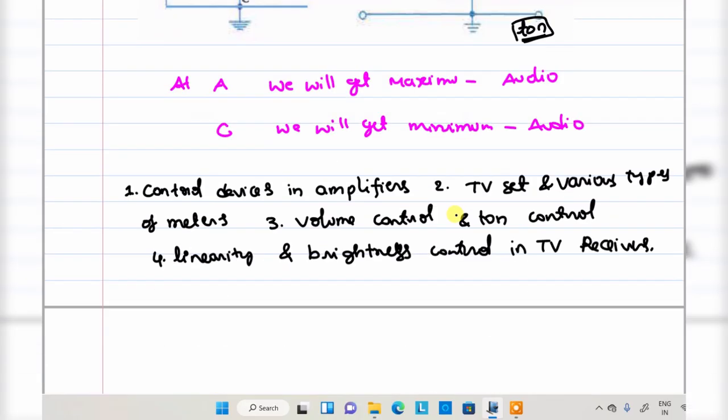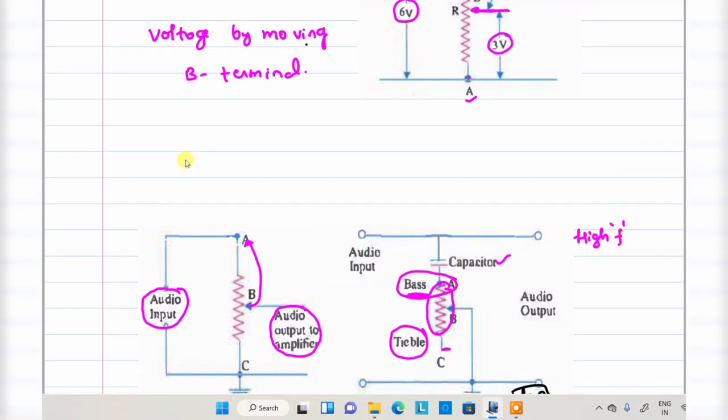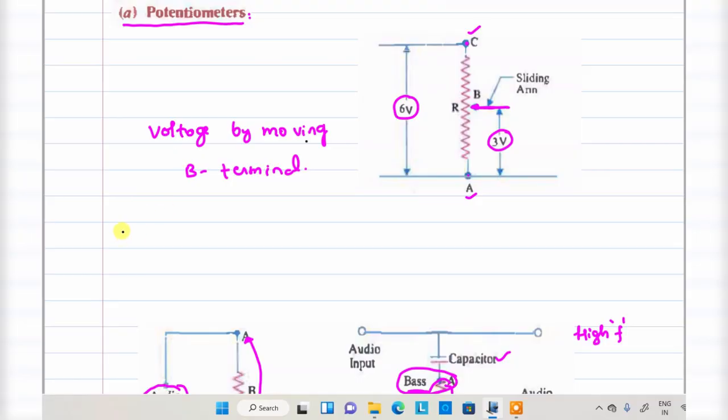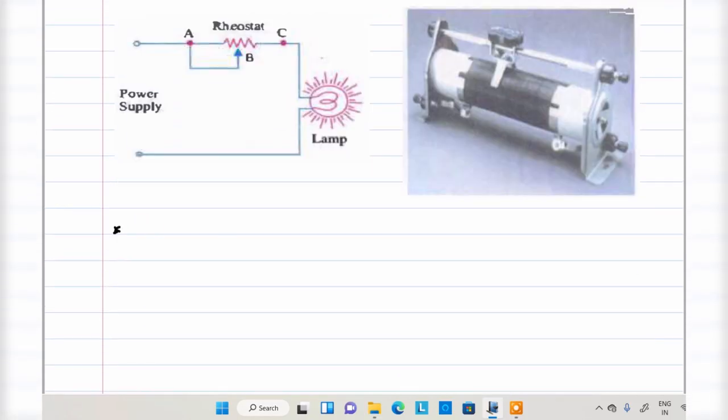Okay. Next we are moving to the rheostat. Just as I mentioned, rheostats are useful to control the current. Very important: in case of the potentiometer, I will write one point here. In case of the potentiometer, it is to control voltage. Okay, important point. In case of the rheostat, it is to control current, right?